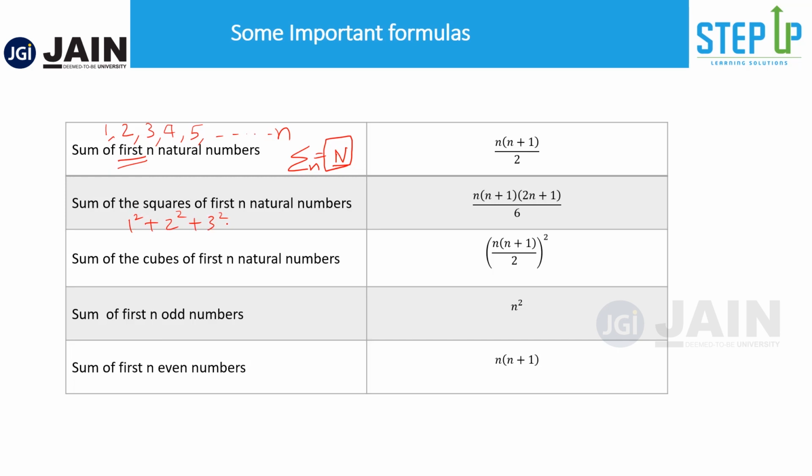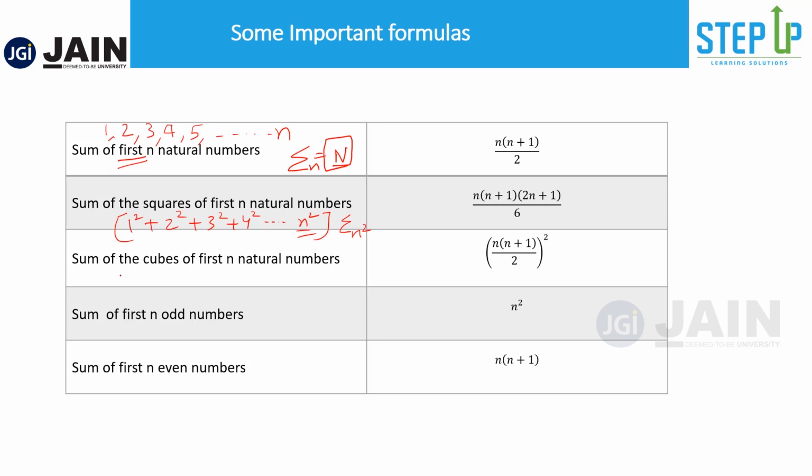Now the sum of squares of the first n natural numbers, that means 1 square plus 2 square plus 3 square plus 4 square and so on up till n square. The formula for this, the summation of n square, would be n into n plus 1 into 2n plus 1 by 6, where n here is the value. So it's till 20 or 30, whatever that is.